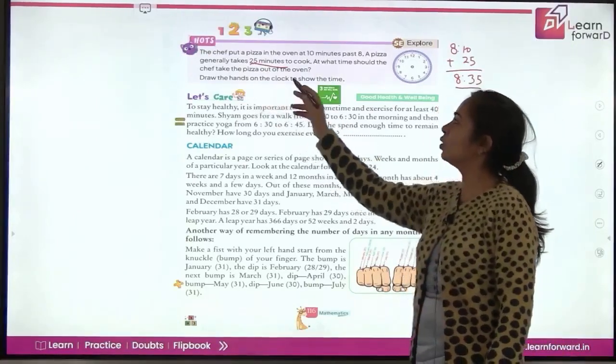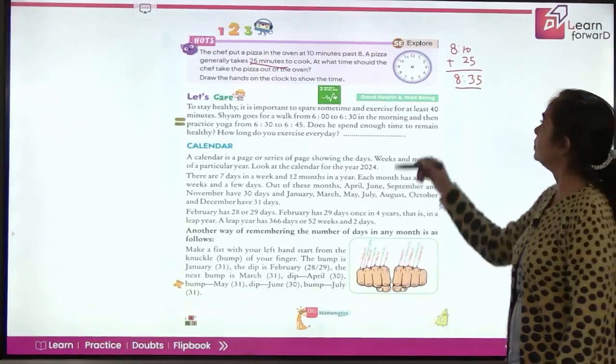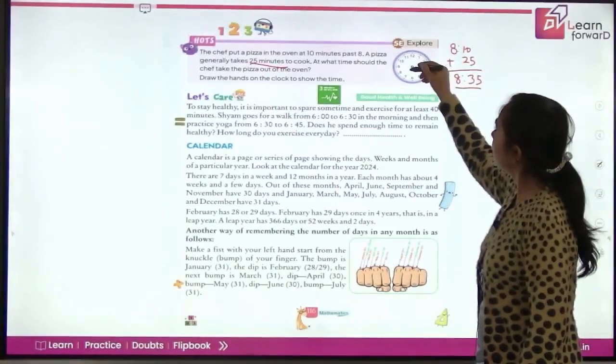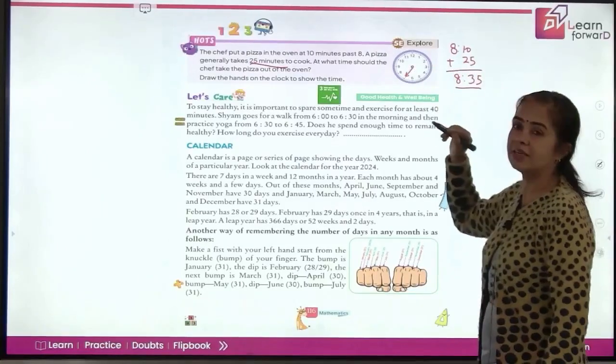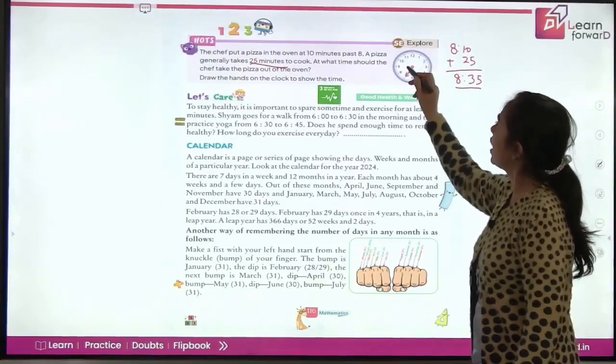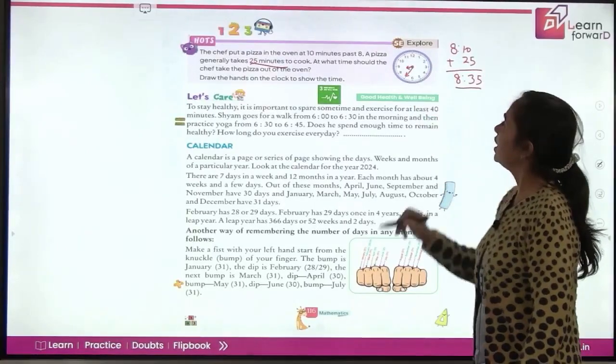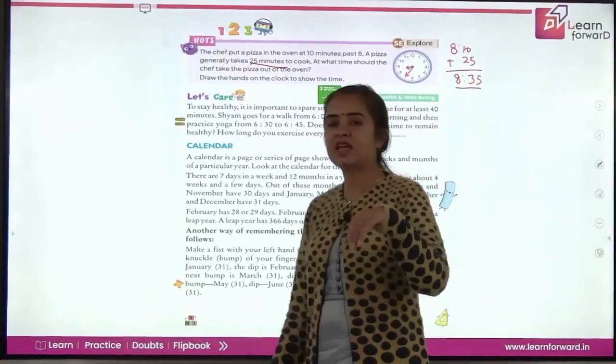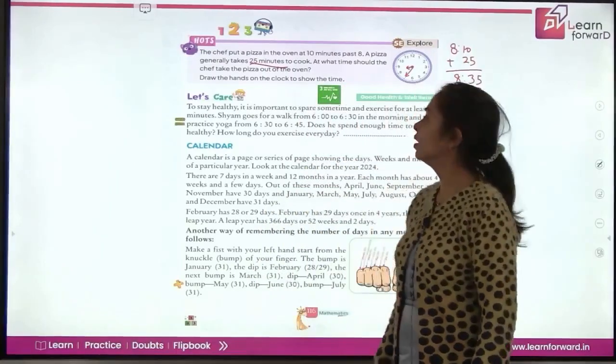Draw the hands on the clock to show that time. So almost half is gone at 35. Your minute hand will be at 7 and your hour hand will be between 8 and 9 because more than half of the clock space has been already covered.